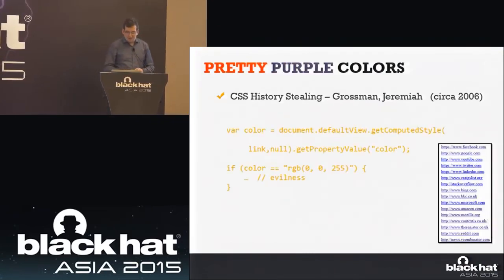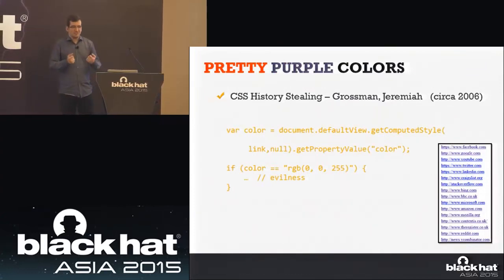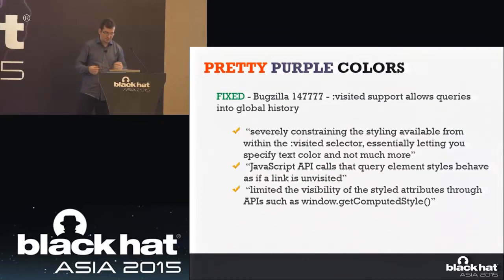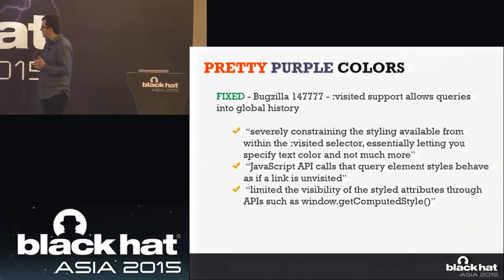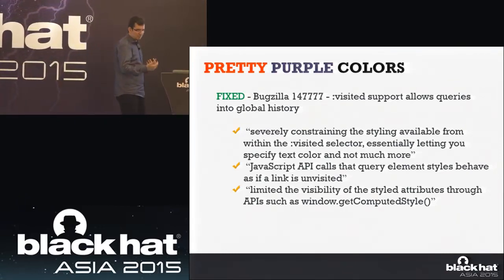Now, back in 2006, Jeremiah Grossman figured out that you could steal history just by observing the colors of hyperlinks. Of course, that does not work anymore because browsers fixed it. The way they fixed it is they said we're not going to allow you to read the computed style of any hyperlink. So if a hyperlink is purple and you call window.getComputedStyle, you won't be able to read it. We will return you the same exact color, in this case blue.